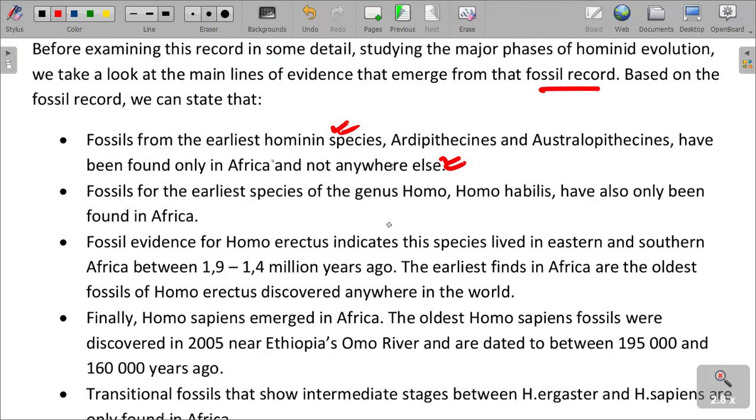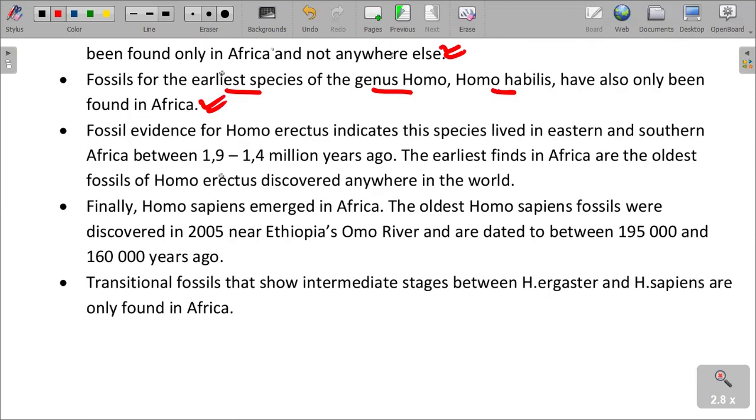We also understand that fossils for the earliest of the genus Homo, the Homo habilis, have also been found in Africa. That is evidence to say that the earliest species of the genus Homo was found in Africa. We also have fossil evidence for Homo erectus, indicating these species lived in Eastern and Southern Africa between 1.9 and 1.4 million years ago. The earliest finds in Africa are the oldest fossils of Homo erectus discovered anywhere in the world. So the oldest Homo erectus fossils are found in Africa, not anywhere else in the world.